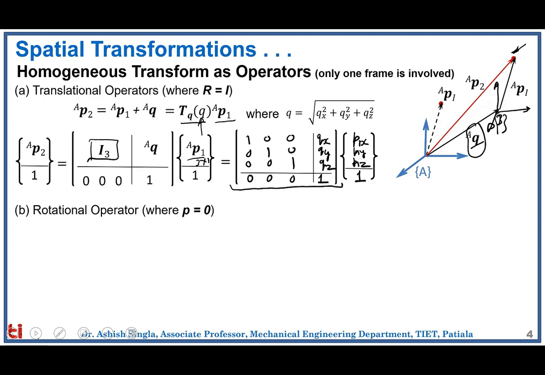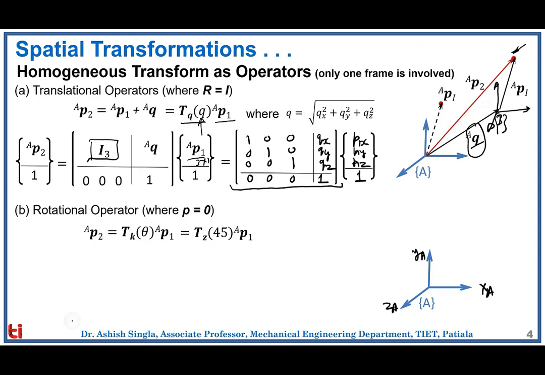Next comes the rotational operator, where the origin of the two frames will remain coincident, but the orientation between the frames will change. Let's say we again have a frame A, which has XA, YA and ZA as the three axes, and we have the point P1 described in frame A. Now we want to rotate this point by angle theta, which is 45 degrees in this case, in the counterclockwise direction.